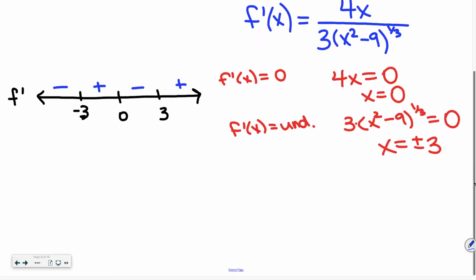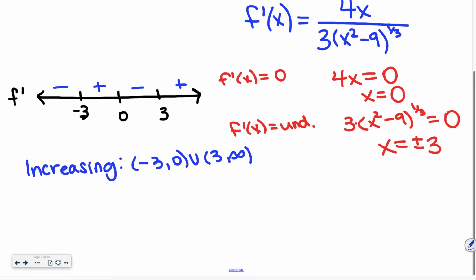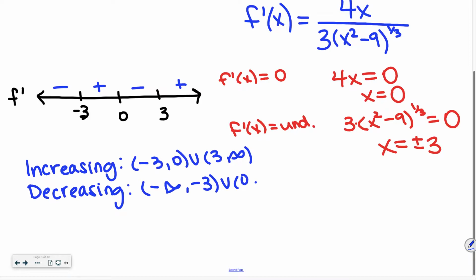But from the number line that we have, we know that our function is increasing from -3 to 0 and 3 to infinity because that's where our derivative is positive. We know that our function is decreasing from -infinity to -3 and 0 to 3 because that's where our derivative is negative.